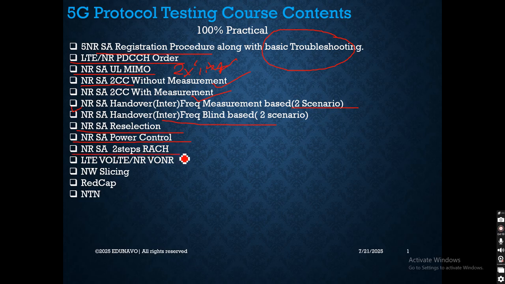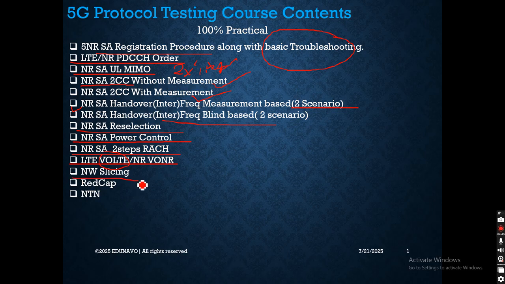Next, NRSA two-step RACH. We'll discuss why the two-step RACH concept was introduced by 3GPP and for which purpose. Next, VoLTE or VoNR, we will discuss. Almost both are the same. There is nothing changed from the configuration perspective, except VoLTE works on LTE and VoNR, voice over NR, works on 5G technology.